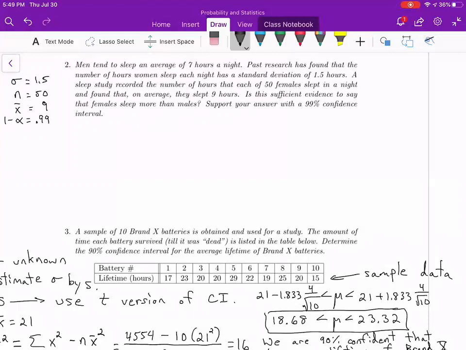What table are we going to use? We need a critical value. Where is it coming from, Z or T?